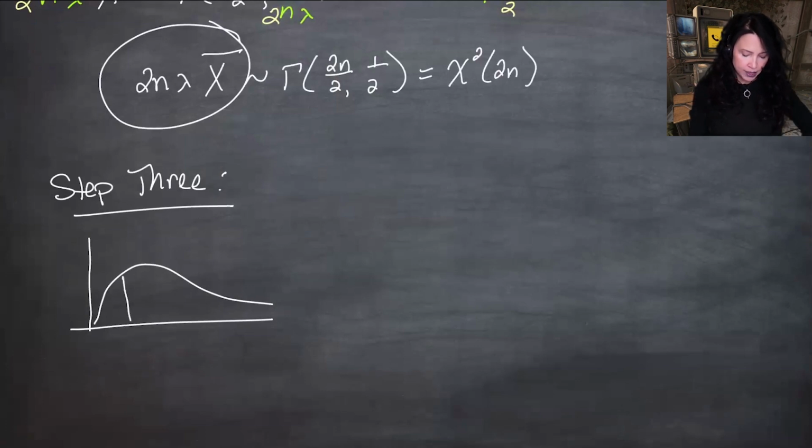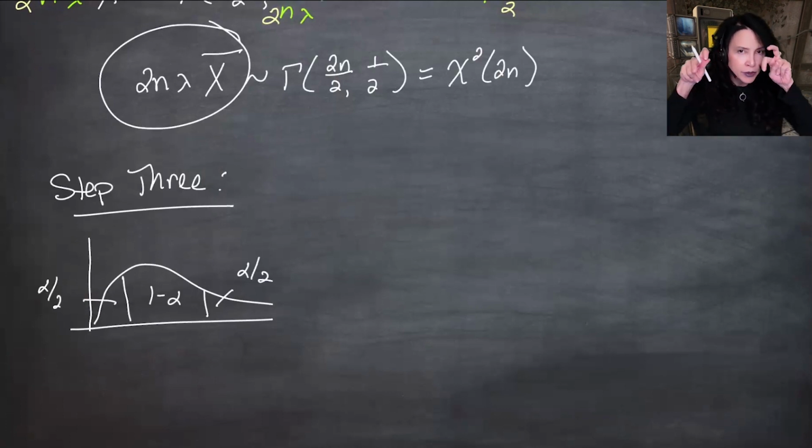We could put it in the middle, putting 1 minus alpha here, alpha over 2 here, and alpha over 2 here. We can put it in the middle, but off center by putting like 1/4 alpha on one side and 3/4 alpha on the other side.